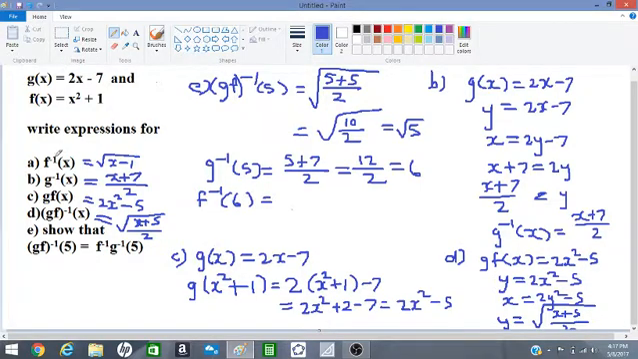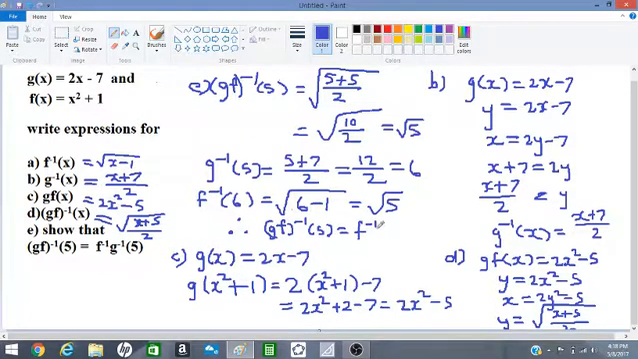Let's use our answer from part A now. We have the square root of x minus 1, but x must change into a 6. 6 minus 1, which is square root of 5. As we can see, these two answers are equal, and therefore we can say that g of f inverse of 5 is equal to f inverse g inverse of 5.